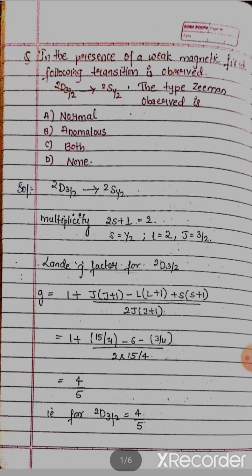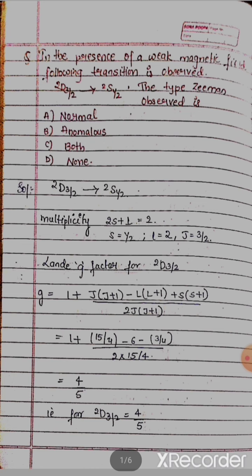And the first question states that in the presence of a weak magnetic field, the following transition is observed: 2D 3 by 2 to 2S 1 by 2. The type of Zeeman effect observed is? Options are given as normal, anomalous, both and none.